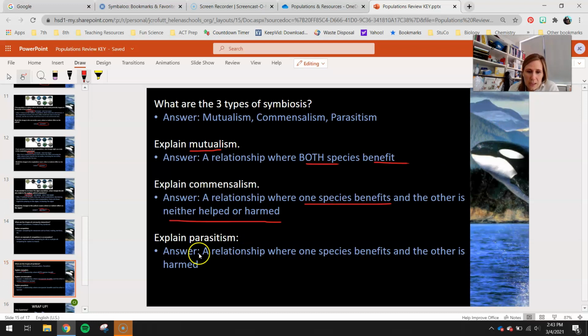All right, explain parasitism: a relationship where one species benefits and the other is harmed. On this one, again, one species benefits, the other is harmed. This would be like a tick on a human or a tick on a dog. They're sucking blood out of it, potentially passing diseases. The whole point of the parasite is to not kill its host, because then it has to find a new host, and that's a pain. So really, they want to keep it alive. But with that being said, it still harms them.